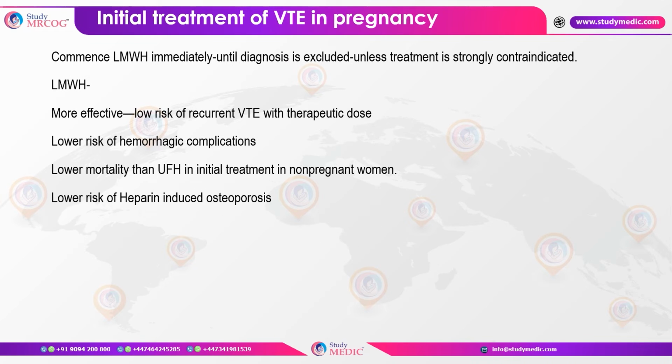So what is the initial treatment of venous thromboembolism in pregnancy? It is low molecular weight heparin immediately unless the diagnosis is excluded. So why low molecular weight heparin? Because it is more effective and there is low risk of repeated or recurrent venous thromboembolism with therapeutic dose. Also, there is a lower risk of hemorrhagic complications. Mortality is lower than unfractionated heparin in non-pregnant women, and we know that with use of heparin there could be a risk of osteoporosis. So low molecular weight heparin is the preferred drug.